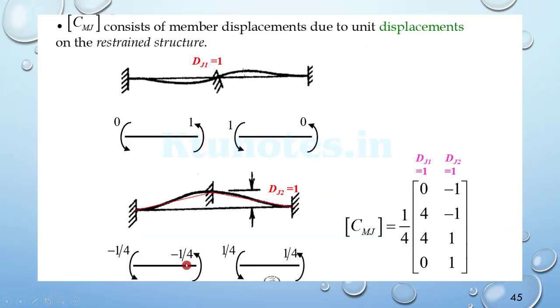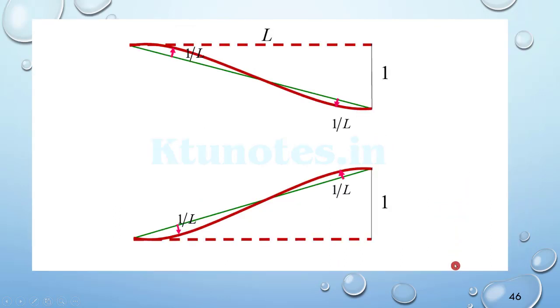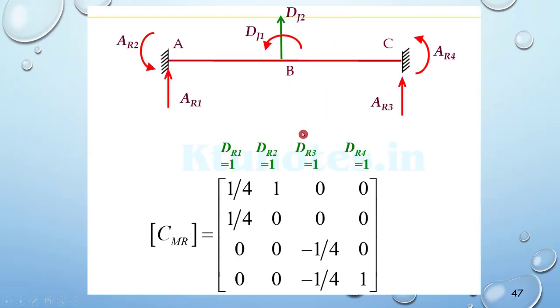Okay, so minus 1 by 4, minus 1 by 4, and 1 by 4 and 1 by 4 for the right side. It is written at the Dj2 column: minus 1, minus 1, 1 and 1. It's explained here. And also the displacement due to the redundants are found as displacement transfer matrix due to the redundant, CMR.